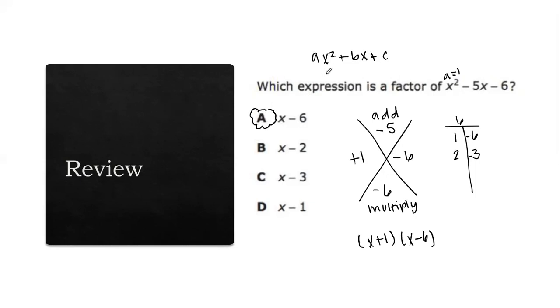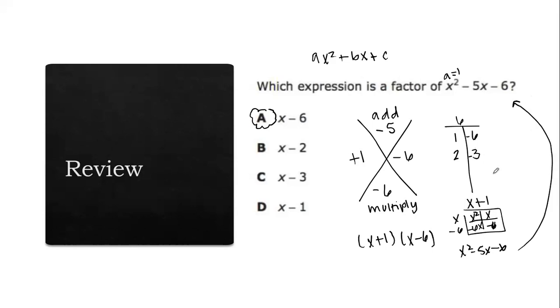My suggestion: take your time. Try it out. And how can I check my answer? I could FOIL this back out and see if that would give me my original answer. So x plus 1 times x minus 6: x squared, 1x, -6x, -6, x squared minus 5x minus 6. So that gives me my original trinomial, so I know I have the right answer. Take the time to make sure it's correct.